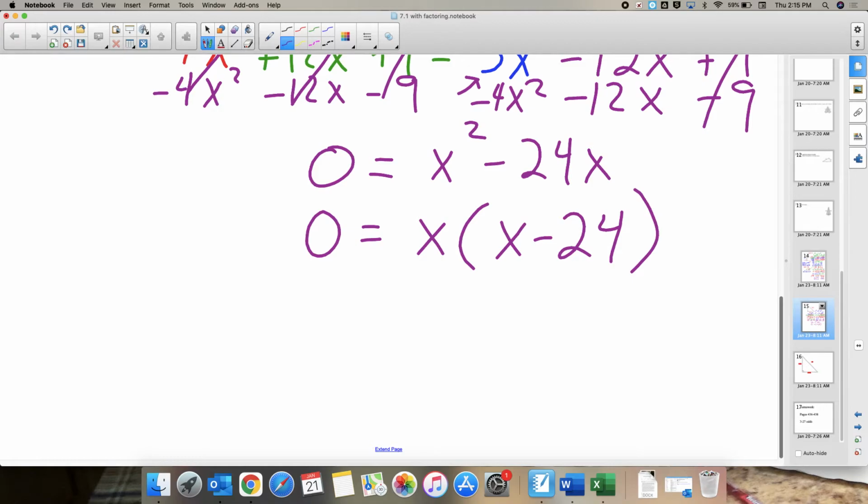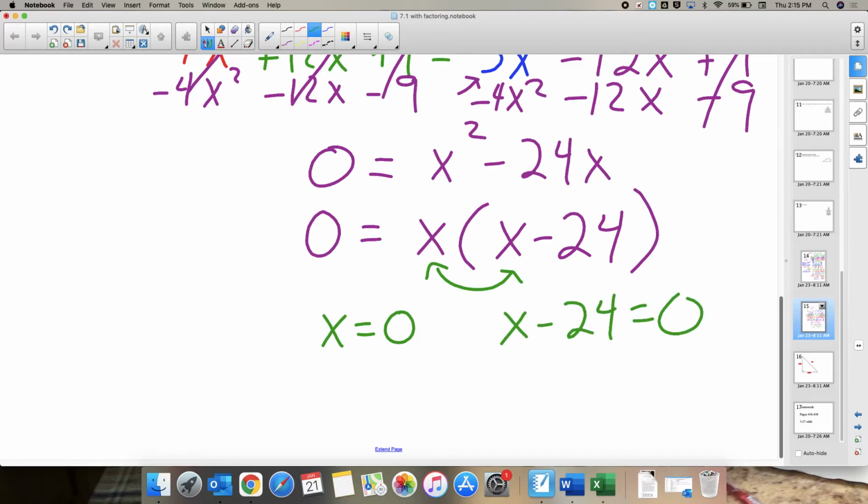All that's left to do then, we are saying these two things, when you multiply them together, must equal 0. The only way for that to happen is one of them is 0. Either x equals 0 or x minus 24 equals 0. Well, x equals 0 is already solved. x minus 24, I'd have to add 24 to both sides. We get x to equal 24. There's our two solutions to our equation.